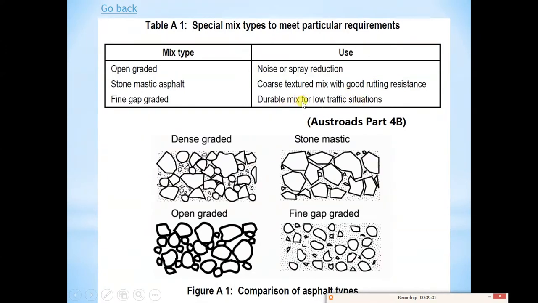And for low traffic situations, you want a durable mix. Sometimes in certain places, let's say a residential area, you don't have that much traffic, but you want the pavement to last a long time, a durable mix. So you could consider the fine gap graded. Incidentally, in Auckland here, if the traffic is very low, you have no chance to use fine gap graded. They will always use chip seal.